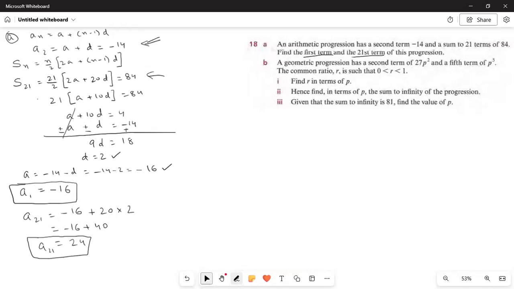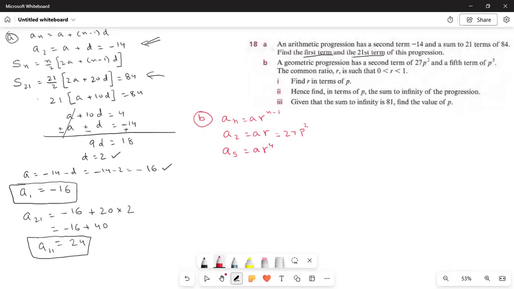I would like to change some color. Okay, so I will do part B now. A geometric progression has a second term of 27p squared. Okay, remember, in geometric progression, nth term is a r power n minus 1. So the second term is going to be a, and 2 minus 1, 1, r power 1 is r. So ar, and that is given as 27p squared. Okay, and the fifth term is p5. Okay, so fifth term is a5, that is going to be a, and r power 5 minus 1 is 4.